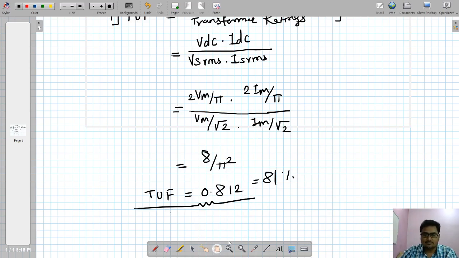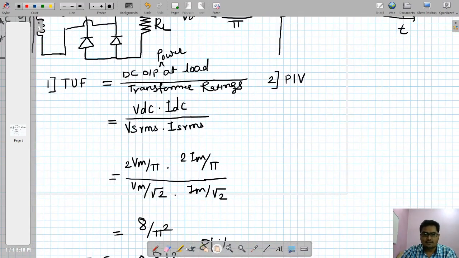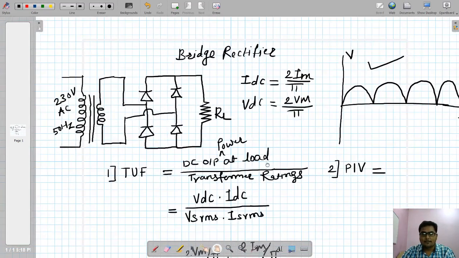Now the second parameter which is different from the center tap rectifier is PIV. It means peak inverse voltage. It is a diode rating basically. Diode rating means the maximum reverse voltage that can be applied to the diode without getting damaged. That's what peak inverse voltage is. Peak means maximum, inverse means reverse.